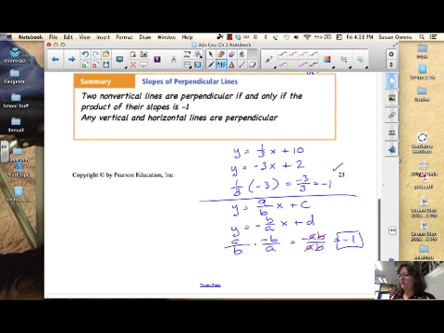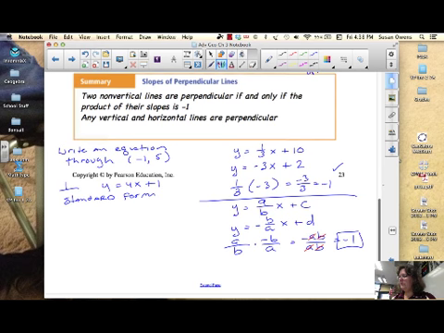Okay. So let me just show you one example where we might use this. Suppose we want to write an equation of a line that goes through the point (-1, 5) and is perpendicular to y equals 4x plus 1. And let's make it in standard form.